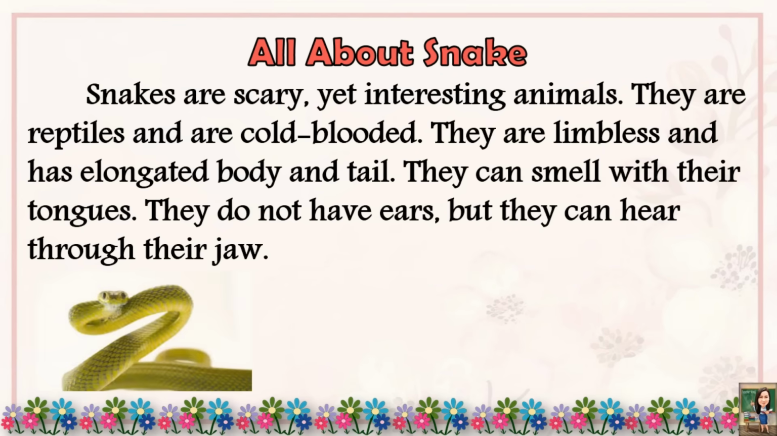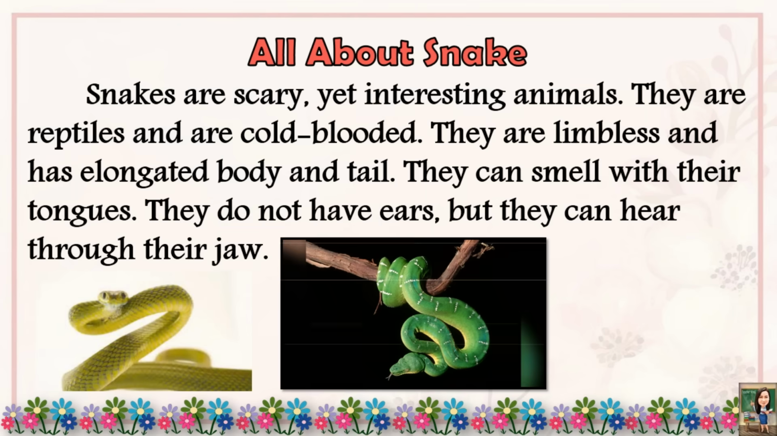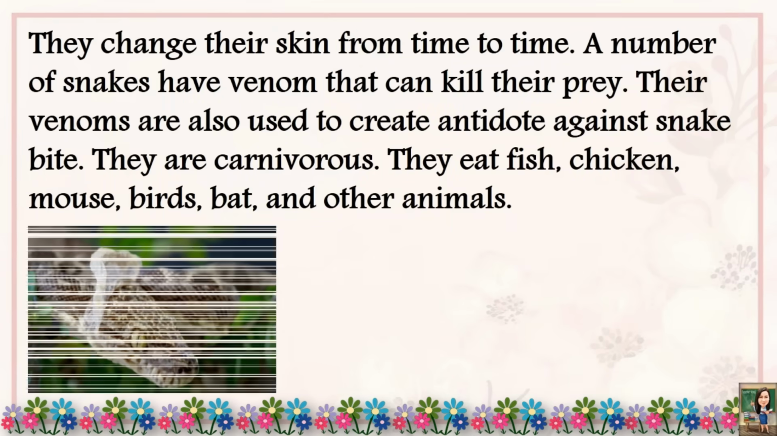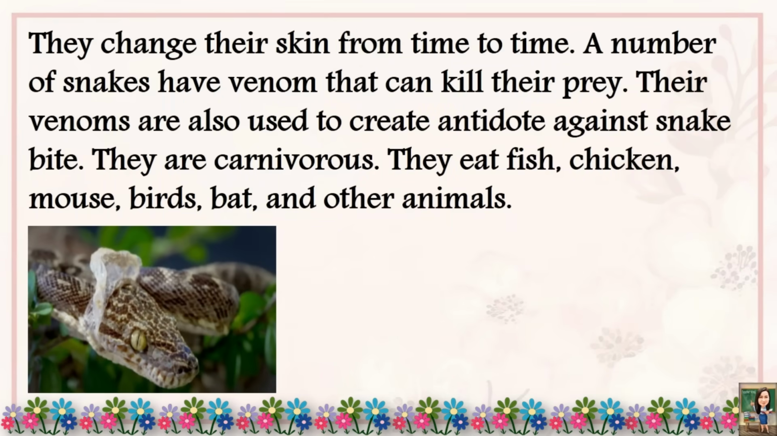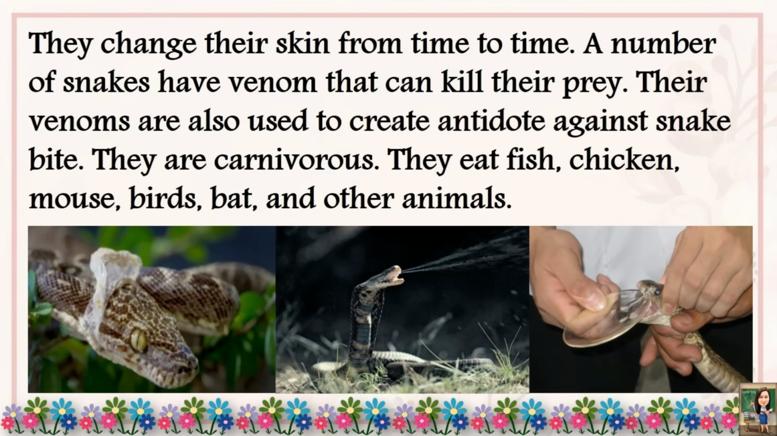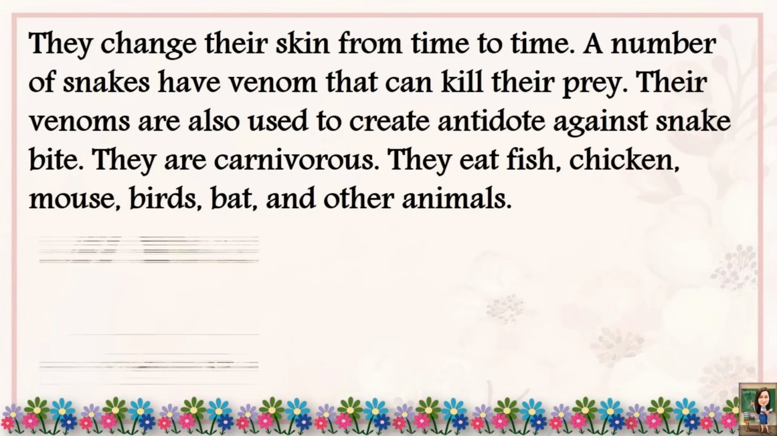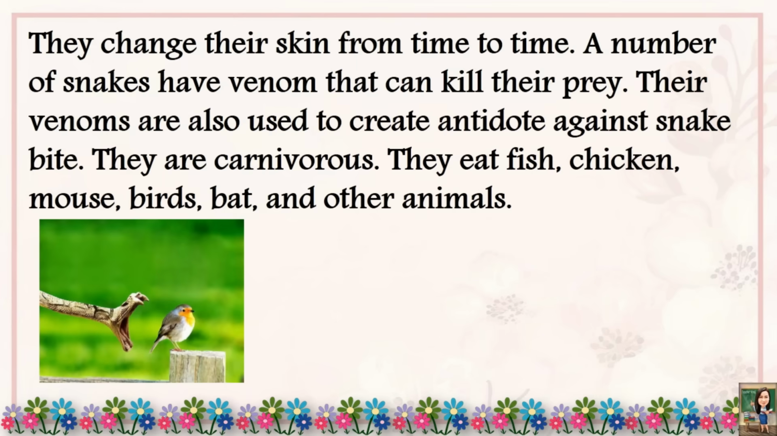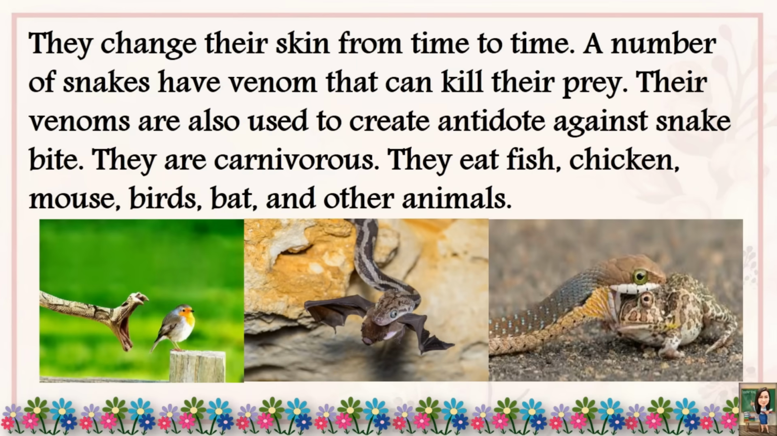Snakes are scary, yet interesting animals. They are reptiles and are cold-blooded. They are limbless and have an elongated body and tail. They can smell with their tongues. They do not have ears, but they can hear through their jaw. They change their skin from time to time. A number of snakes have venom that can kill their prey. Their venoms are also used to create antidote against snake bite. They are carnivorous. They eat fish, chicken, mouse, birds, bat, and other animals.